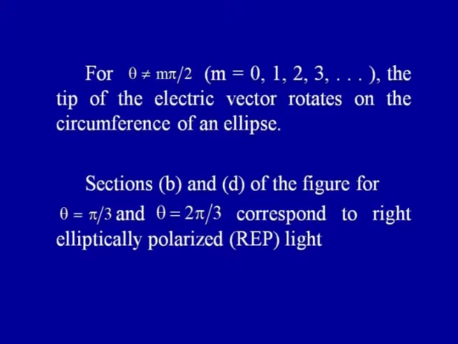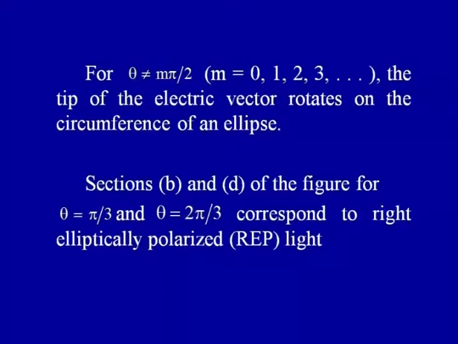Now, for theta not equal to m pi by 2, this means a case where it is not equal to an integer multiple of pi by 2. In this case, the tip of the electric vector rotates on the circumference of an ellipse. Sections B and D of the figure, for theta equal to pi by 3 and theta equal to 2 pi by 3, correspond to right elliptically polarized light.